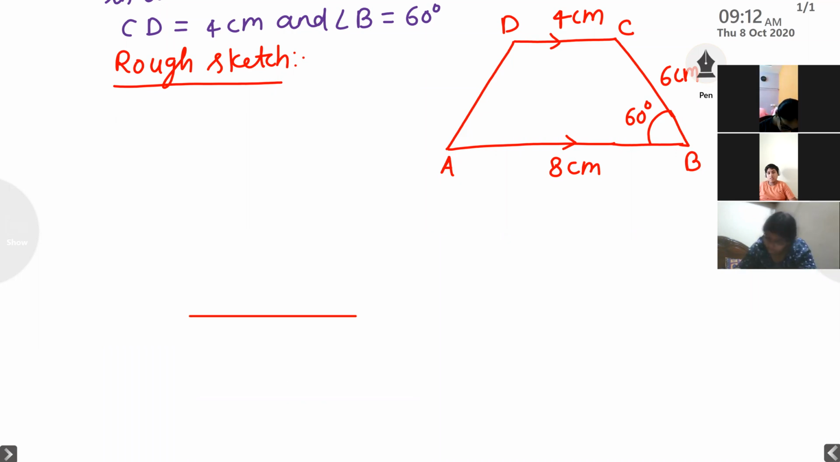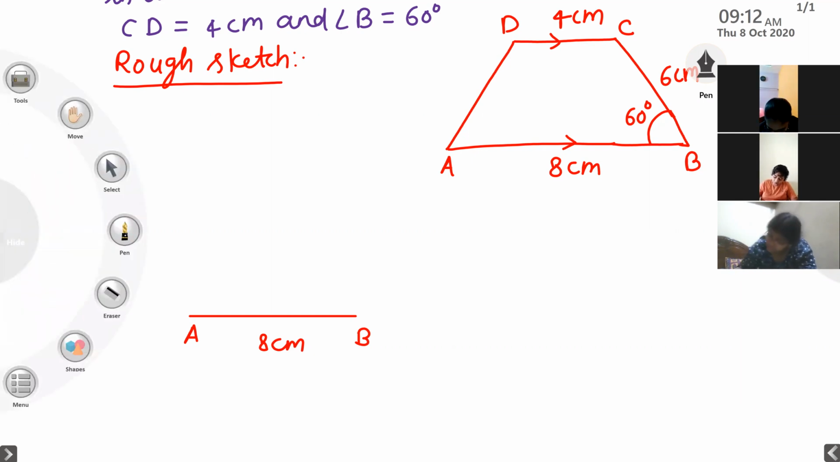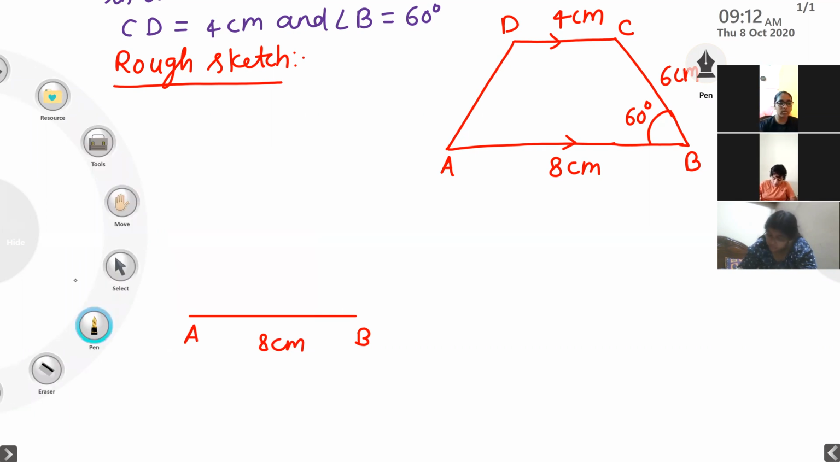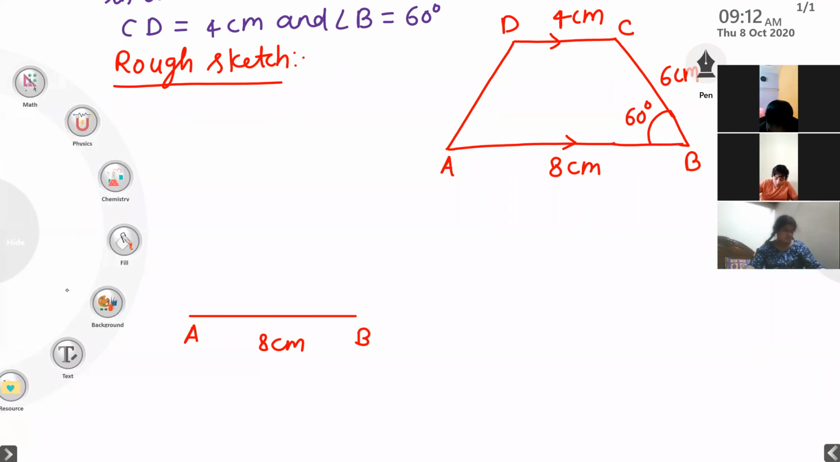Line segment AB is 8 centimeter. Now take B as a center, construct 60-degree angle by using protractor.